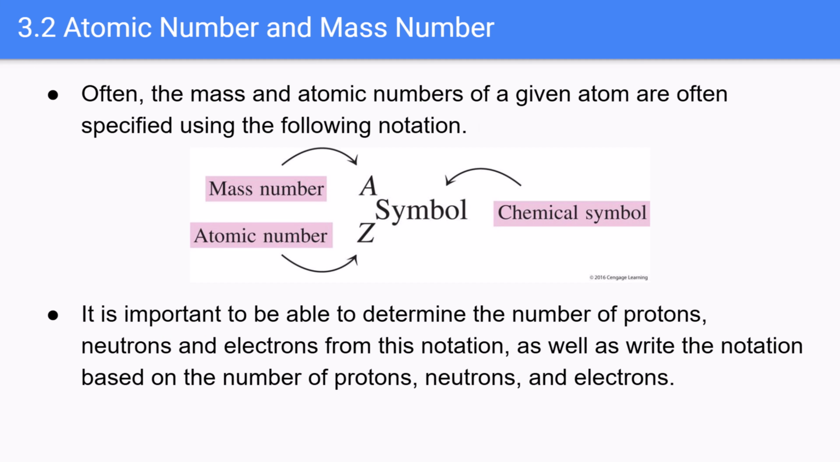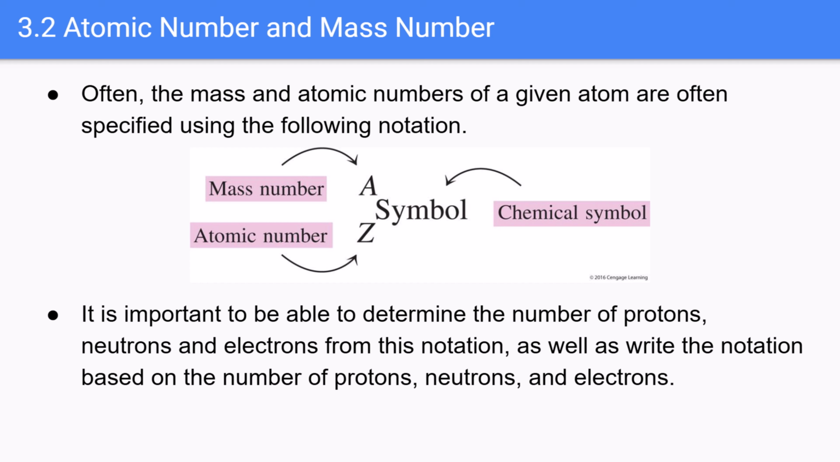Now, often, the mass number and the atomic number of a given atom are specified using a specific notation. So the very first thing you want to look at is in the top left-hand corner, you see the mass number. Remember, that is the number of protons plus neutrons. So the number for A is always going to be greater than the number for Z because Z is just the number of protons. A here is going to be protons plus neutrons, which is the mass number, and Z is just the atomic number, which is the number of protons. So A will always be bigger than Z. And then the symbol just represents the chemical symbol of the element that's present on the periodic table.